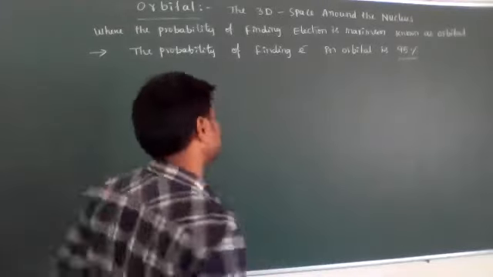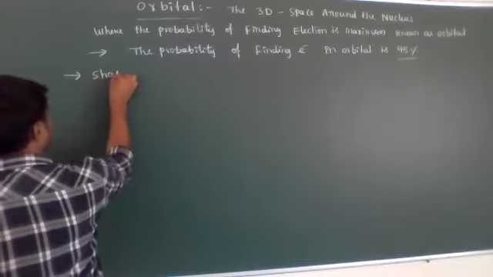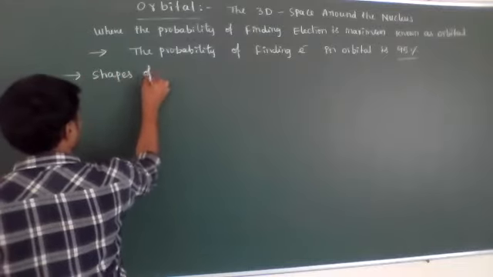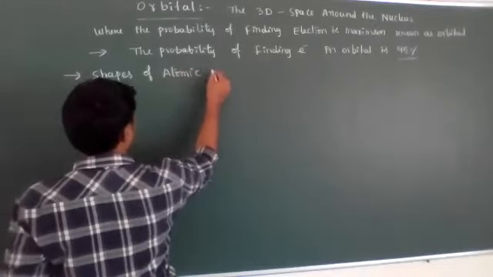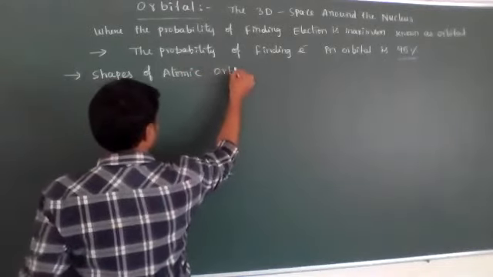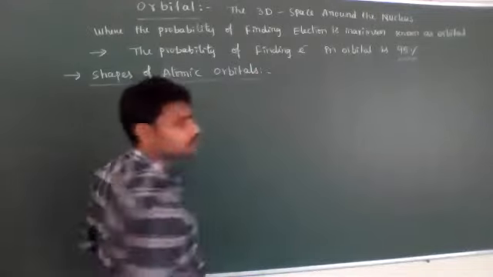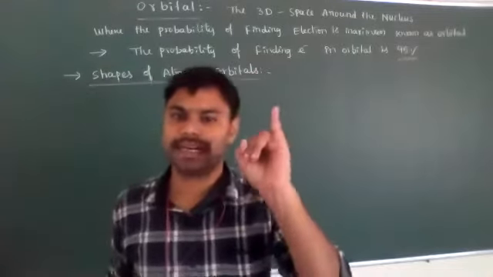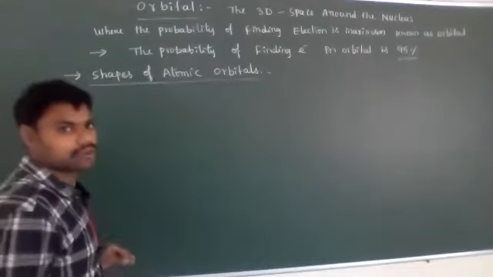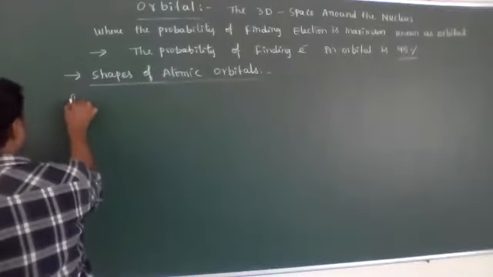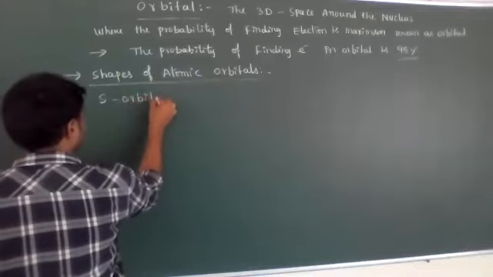Okay, students. Now, shapes of atomic orbitals. Shapes of atomic orbitals means s orbitals, p orbitals, and d orbitals. These three we need to remember. We need to learn them also. See the first one, s orbital.